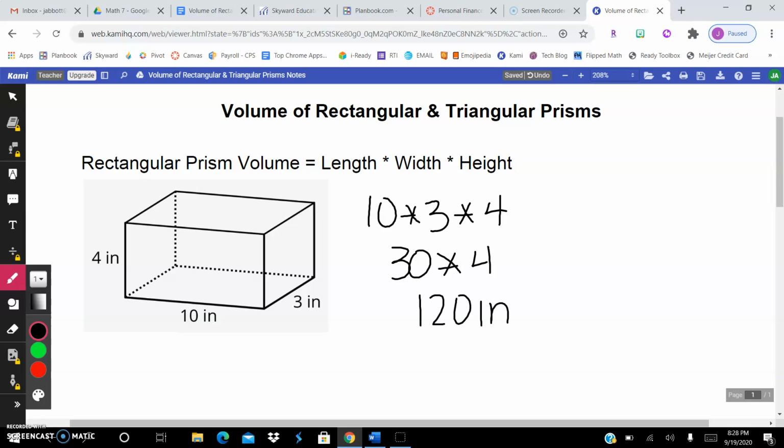Our unit is inches and volume is to the 3rd power. We are in the third dimension. We are figuring out how many fit inside, how many cubic units. So there'd be 120 little 1-inch cubes that would fit inside of that box.